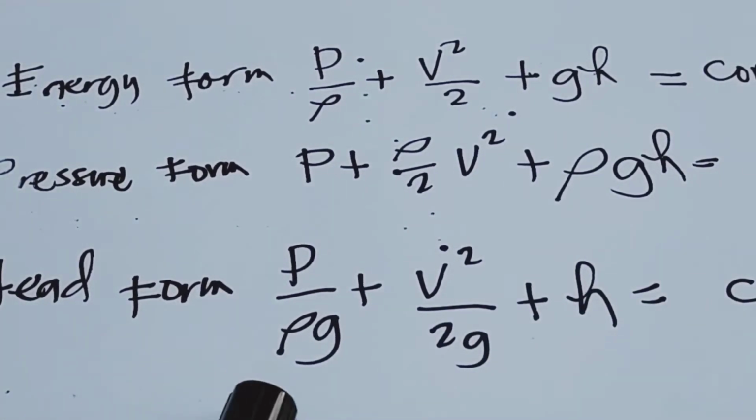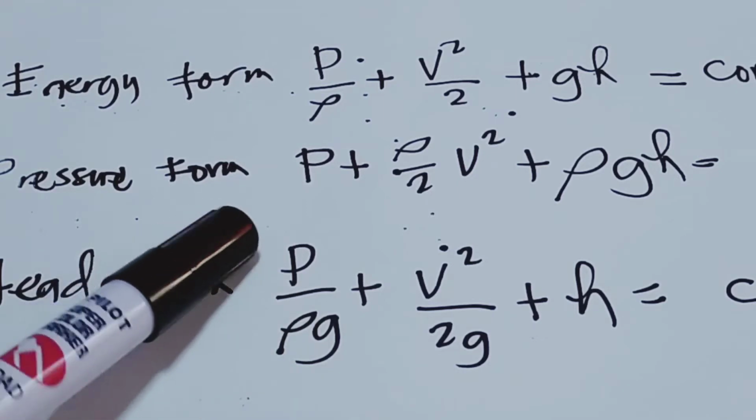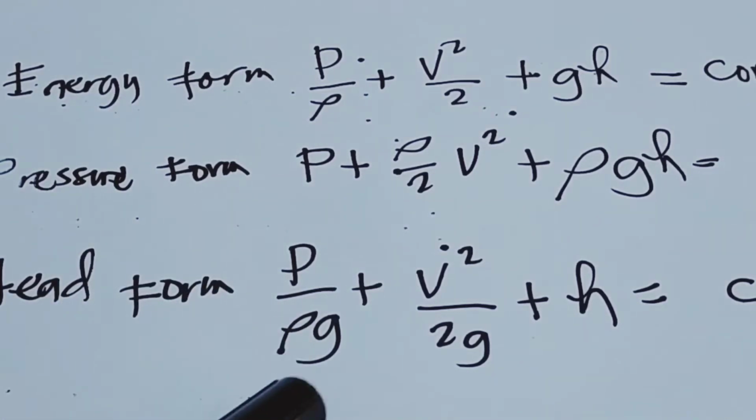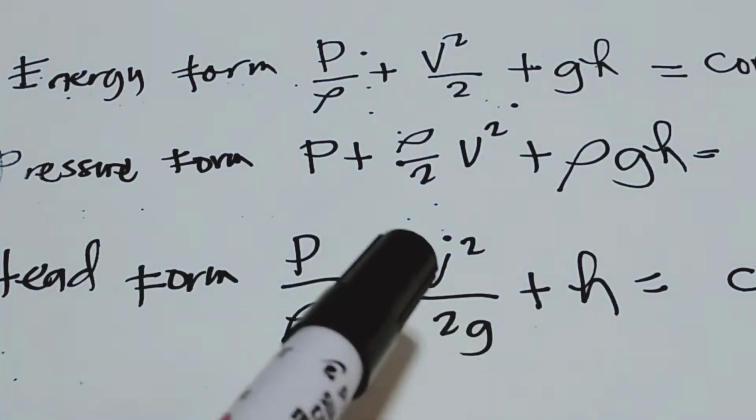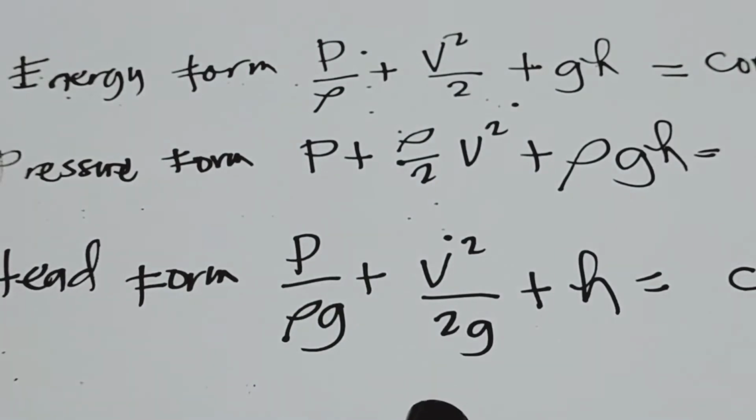And in a head form, pressure over the density times acceleration due to gravity plus the square velocity over 2g plus the height. And these are all actually constant, which signifies that there is a conservation of energy.